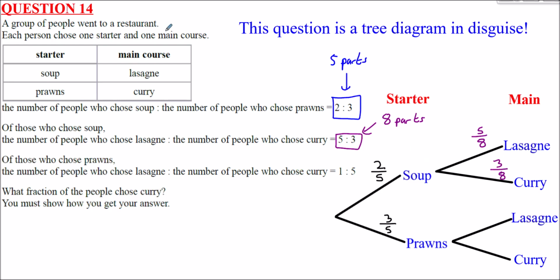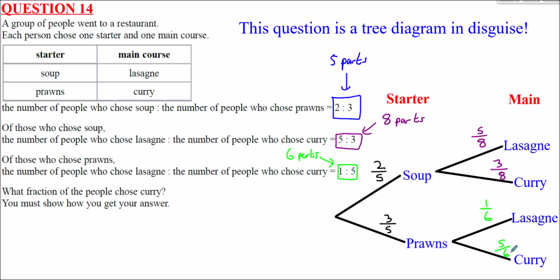And then of the people that choose prawns, we're told those that choose lasagna to the number that choose curry is in the ratio 1 to 5. And 1 part plus 5 parts is a total of 6 parts. And so of the people that choose prawns, down at this branch, the lasagna choosers are 1 out of every 6 people. So that's 1/6 for lasagna, and the other 5 out of 6 choose curry.